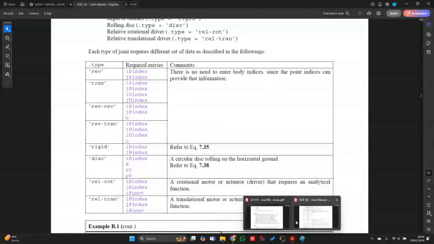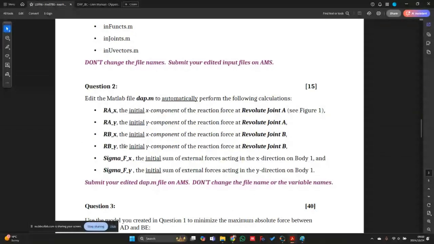Then I'm going to do the same with regards to RBX and RBY. So at point B, this is perhaps a bit easier since you only have a single revolute joint between body 1 and body 4. So I only need a single multiplication between a Jacobian and a Lagrange multiplier. But RBX is then the initial component of the X reaction force at revolute joint B.